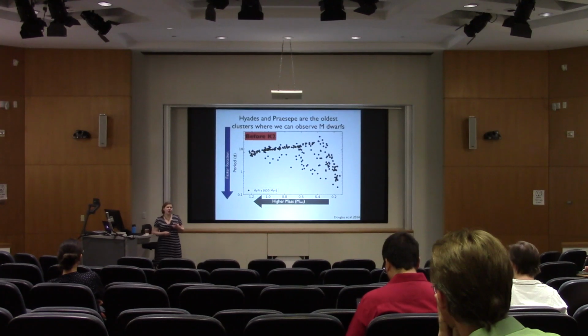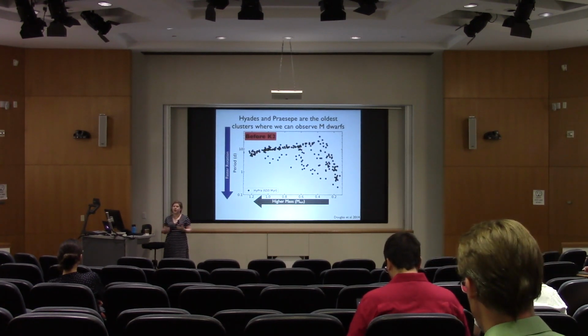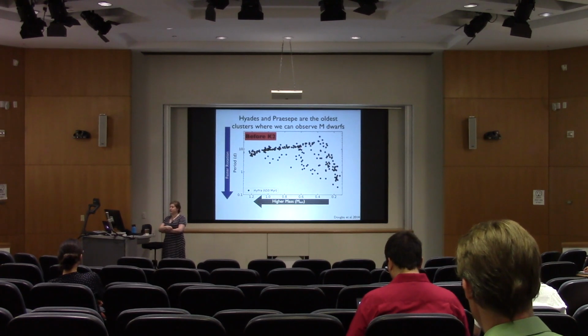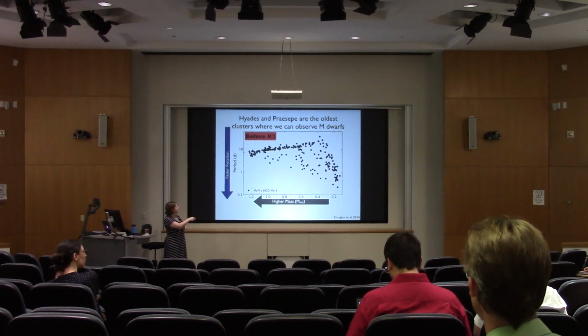So my work thus far has mostly focused on the Hyades and Praesepe open clusters. These are the oldest open clusters where we can observe a large ensemble of M dwarfs and know their ages. So before K2, this is what the rotation period distribution in these two clusters together looked like. So we can see where the slow rotator sequence is. Maybe we can see where you start to get that fanning out of periods, but something's over here, something funny's over here. There's still a lot of questions here.